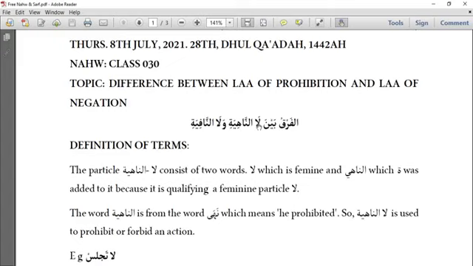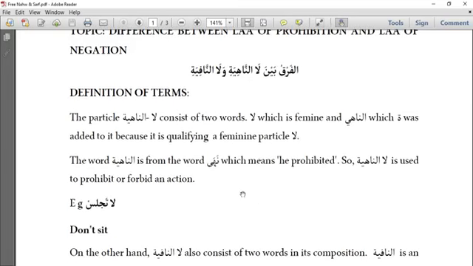So what is La Nahia? La Nahia is a particle that is used for prohibition. When I want to tell someone not to perform an act, I use La Nahia to tell the person, don't do this. So that's what La Nahia is basically for. And I mentioned this under our topic of Jazmu Fil al-Mudari'. If you can refer back to it, we discussed La Nahia there, but inshallah we'll be discussing it again because of what we want to treat.